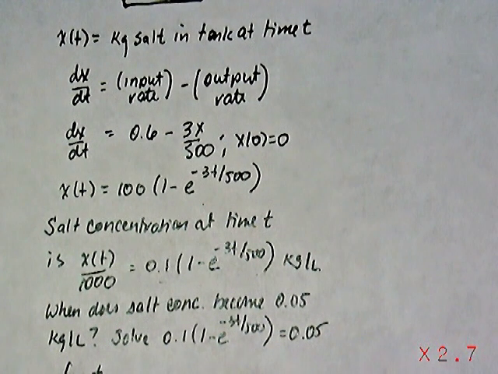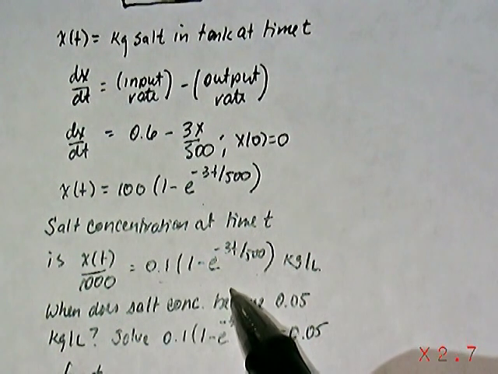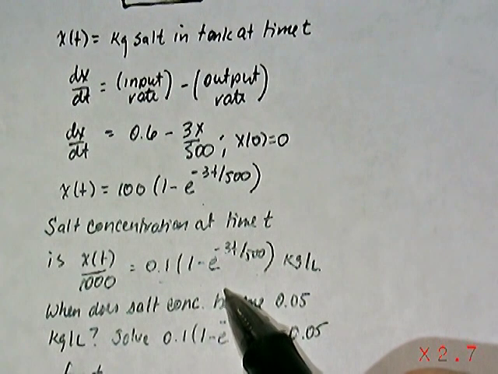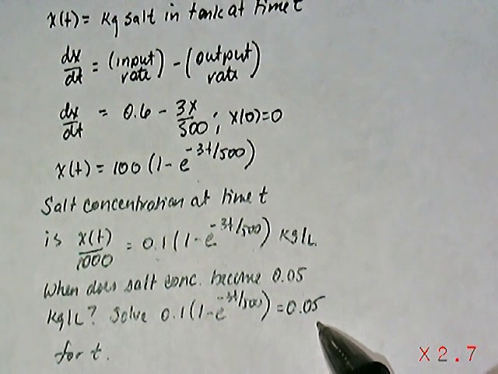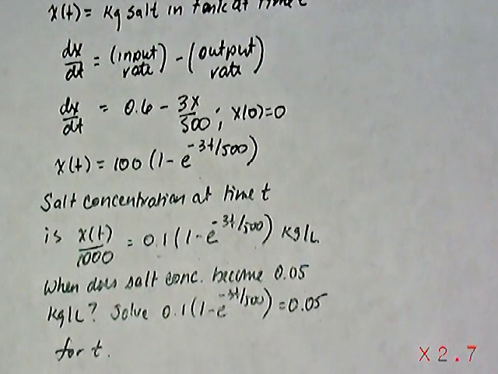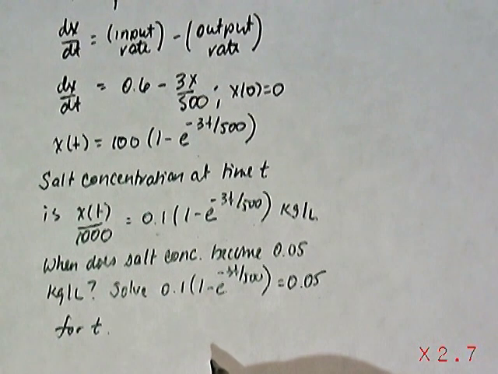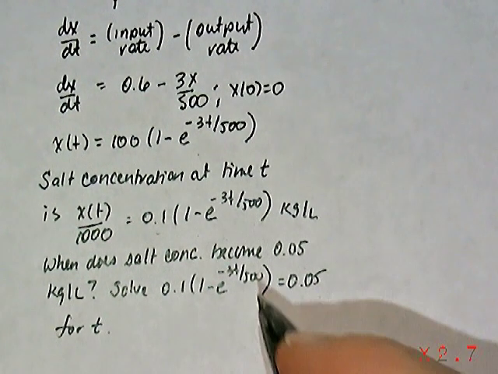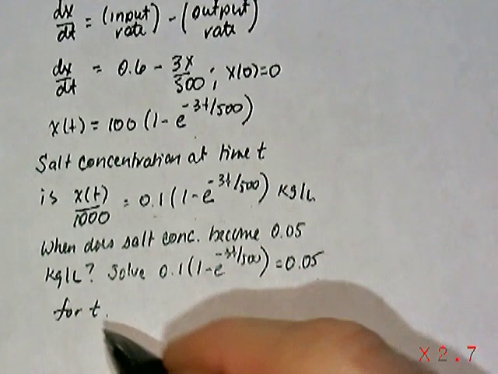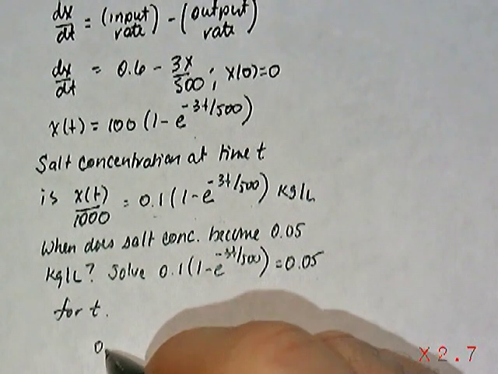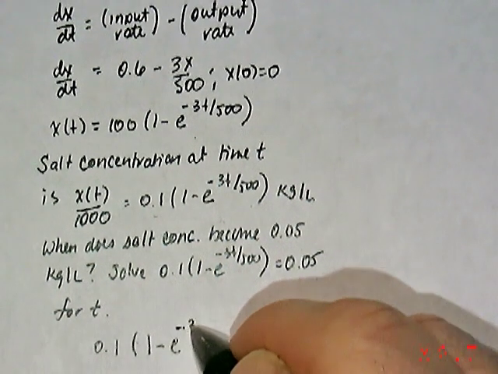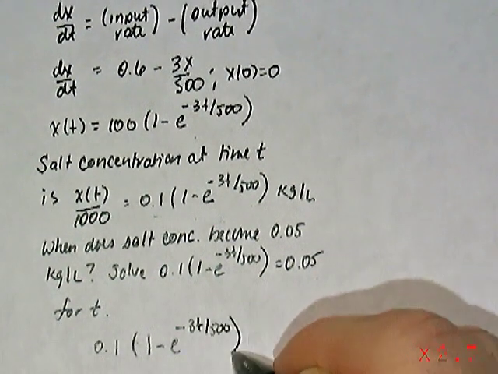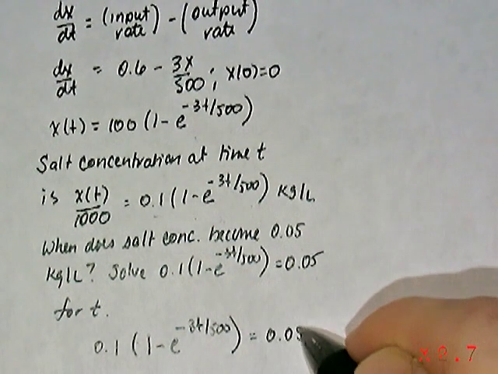So what you do is take this representation of the salt concentration at any time t, set it equal to the particular value we want, and then solve for t. I didn't do that explicitly in lecture, but let's go ahead and do that. If we're trying to solve for t, the equation we need to solve is 0.1 times 1 minus e to the minus 3t over 500 equals 0.05.